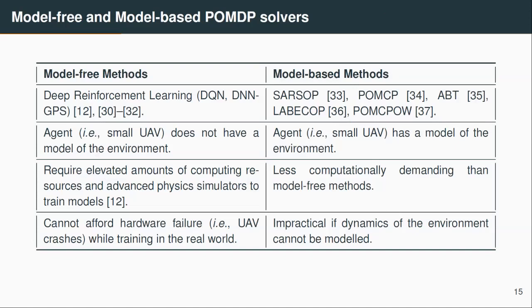A way to categorize POMDP solvers can be by calling them model-free and model-based methods. In model-free methods, the agent normally doesn't have a model of the environment. Because of this, the agent needs to interact physically with the environment by trial and error and iterate thousands of times in a simulated environment until the model can find an approximation of the optimal policy. However, this training process requires elevated amounts of computing power, and there should be a strong reliance on physics simulators to achieve this. Because of this, in model-free methods, we cannot afford hardware failure. It's not possible to just let the UAV crash into the environment if we want to do training in the real world.